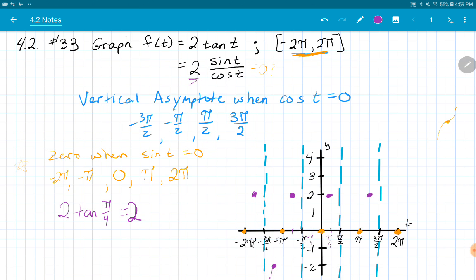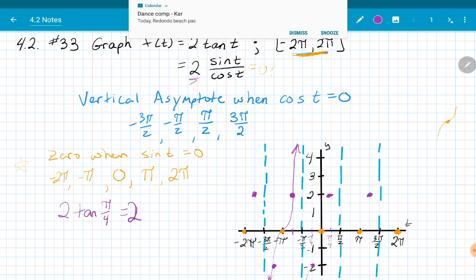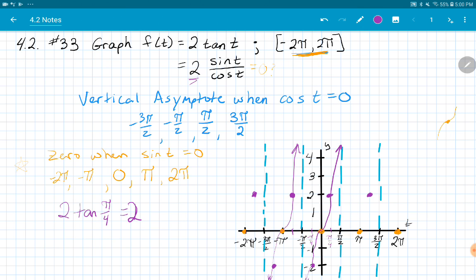And so now I have my curve that goes through that point negative 2, then through the 0, and then up. And it does that a couple times. And I have to go up to 2 pi because that's the interval I'm graphing, and then I can stop. And starting at negative 2 pi has 1 asymptote. So there is my graph of 2 tan t on the interval of negative 2 pi to 2 pi.